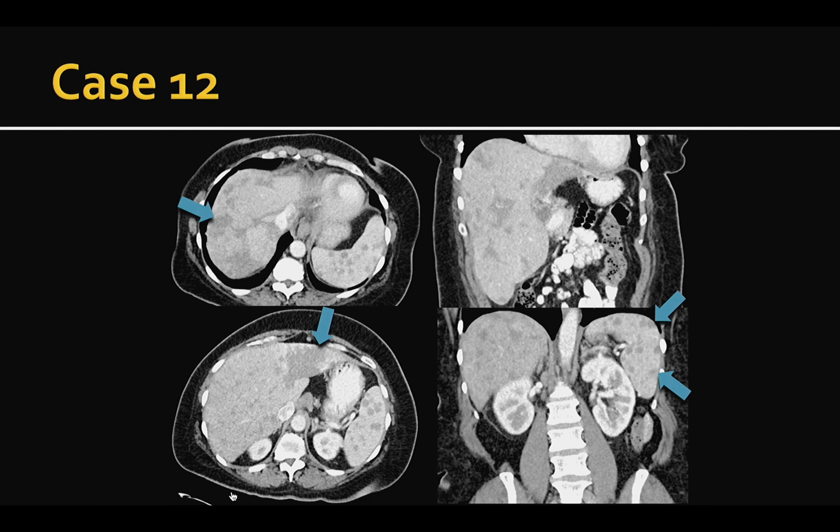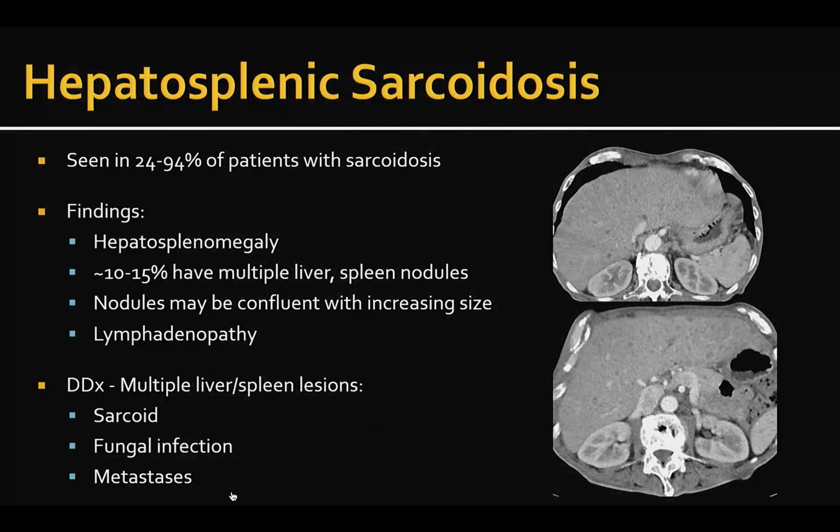And this actually ended up being a case of hepatosplenic sarcoidosis. You can see this relatively commonly in patients with sarcoid. The findings may simply be hepatosplenomegaly, and that's actually the most common presentation, but you can also see nodules in the liver and spleen in up to 10 to 15% of patients. As the nodules increase in size, they become more confluent, and you may also see abdominal or pelvic lymphadenopathy.